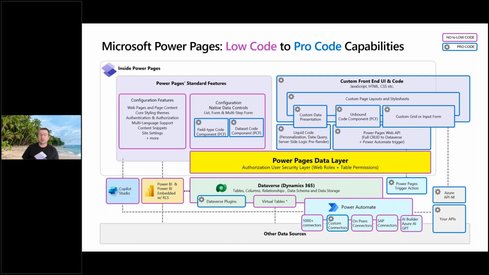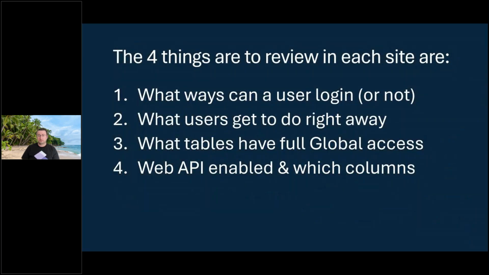Same thing with Liquid. If you write any FetchXML code, you cannot elevate your access. And likewise, you don't need to do security trimming here. You should be configuring the security in the web role and table permissions. Okay. So again, this might be a little ahead of itself, but it's an important point. Four things you really want to look for are: how do users sign in? What do they get to do right away? Do any tables have global access? And web API.